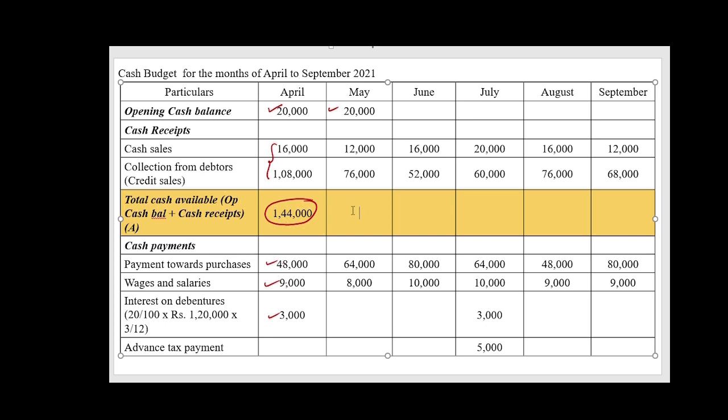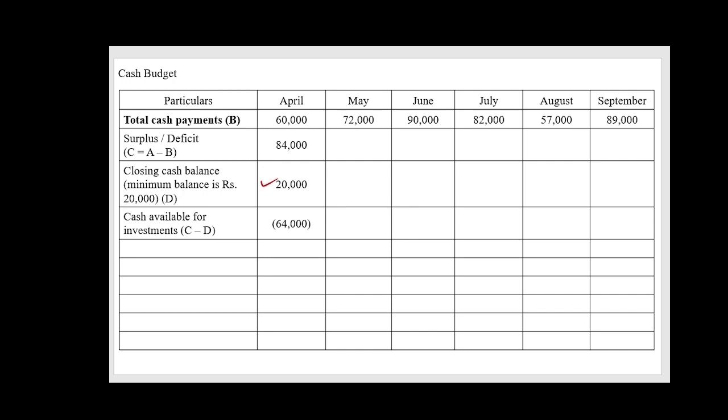What is the total cash available? 20,000 plus 12,000 plus 76,000. So that comes to 1,08,000. 1,08,000 is the total cash available with the business. How much will the business pay in the month of May? Total payments is 72,000. So 1,08,000 minus 72,000 will be 36,000. How much is the minimum cash balance the business has to maintain?